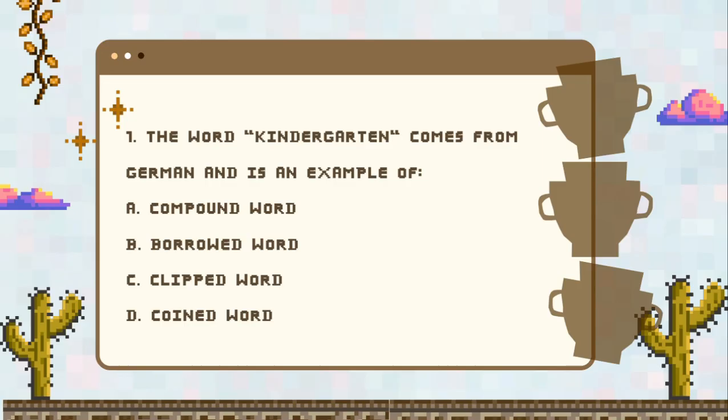And yeah, the correct answer is B, borrowed word, because it was taken directly from German and used in English without translation or alteration.